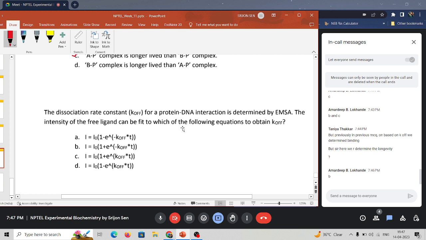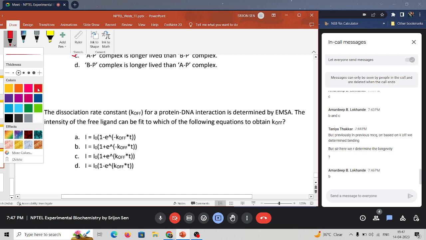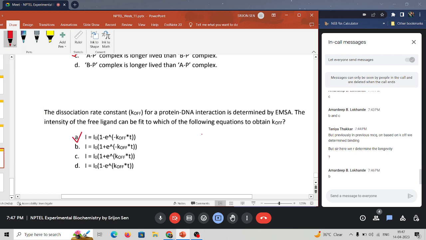Someone says B. As I have not discussed it, I won't be telling anything. So the right answer is actually A. When you are calculating the K off, it is I equals I naught times 1 minus e to the power minus K off times T. So just keep this equation in mind. I'm not supposed to put this as a question, but this question was there in previous years, that's why I put it up. So keep this equation in mind, I equals I naught times 1 minus e to the power minus K off times T. That is the equation for calculating your K off.